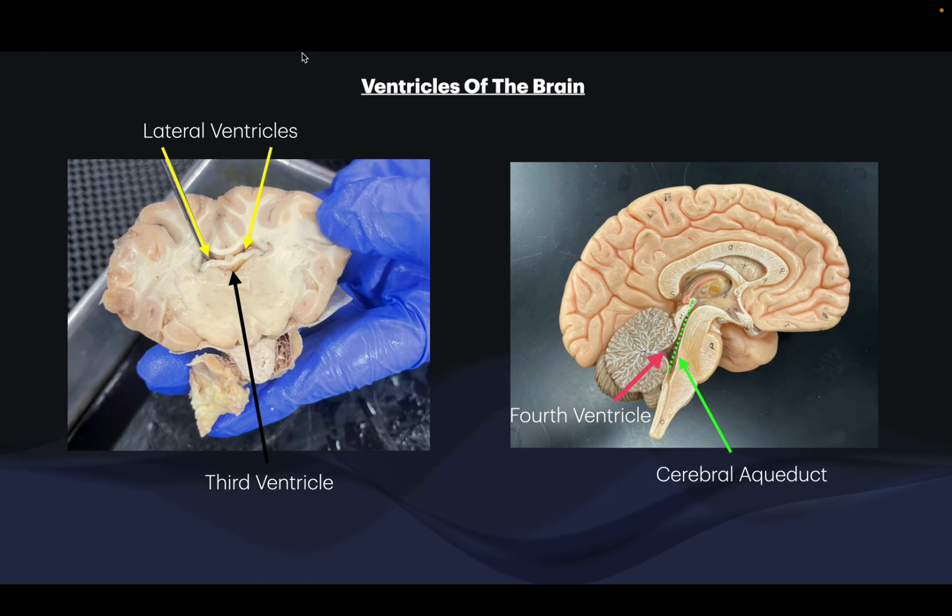The fourth ventricle can be seen on the right picture. This one is going to be found right next to the cerebellum, and the dotted green line is going to be our cerebral aqueduct, and it's essentially just that space in between the midbrain and the fourth ventricle.